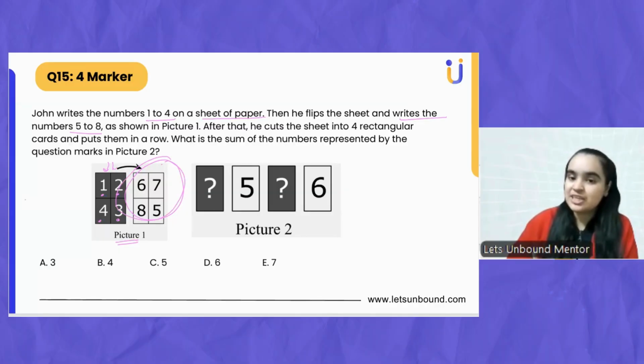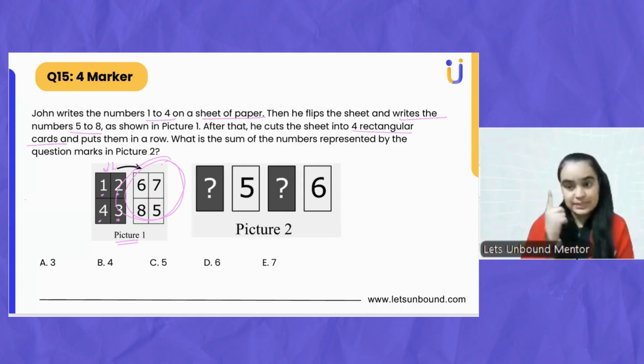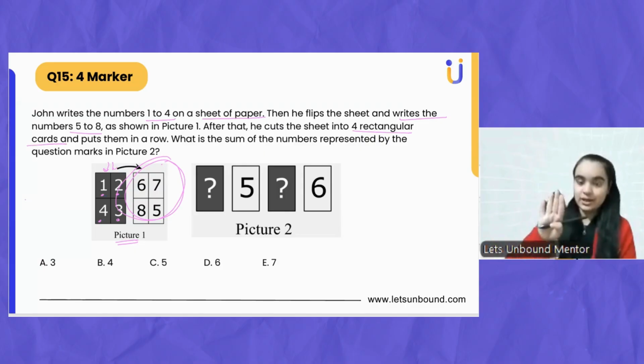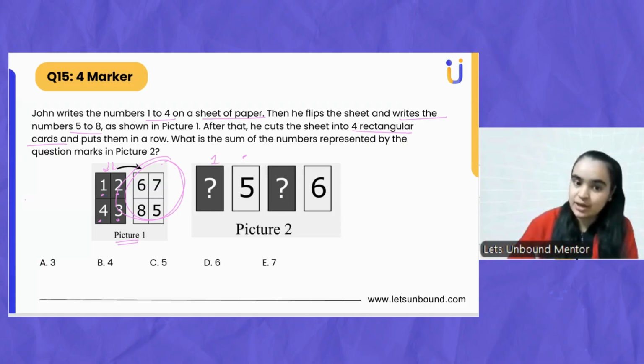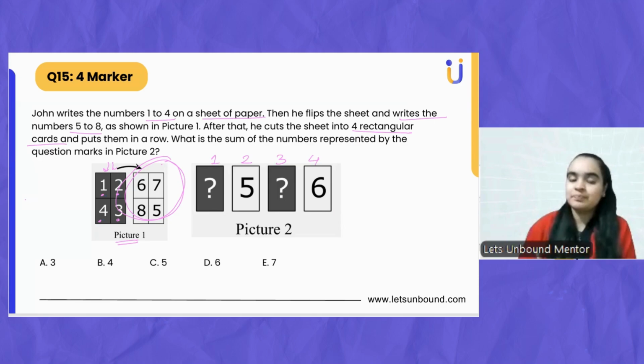After that, he cuts the sheet into 4 rectangular cards. Now this was a single sheet that he flipped, wrote more numbers on, and then cut into 4 rectangular cards. You can see over here first card, second card, third card, fourth card, okay? And puts them in a row.